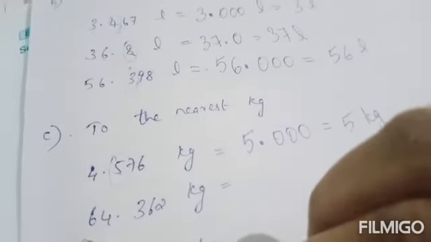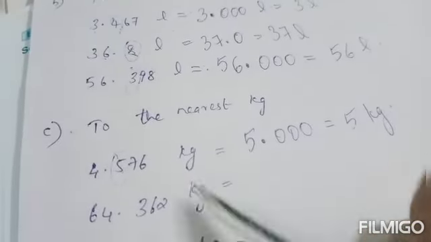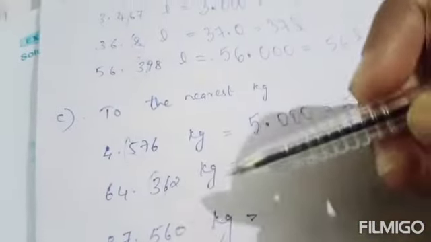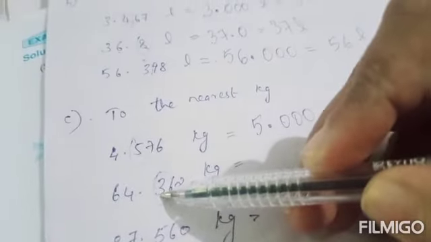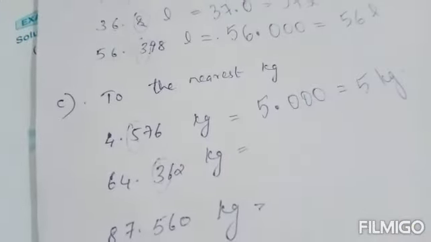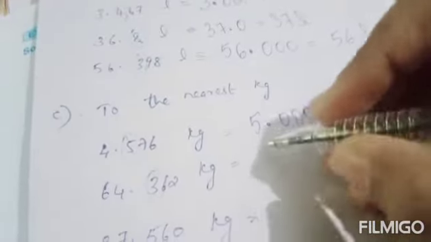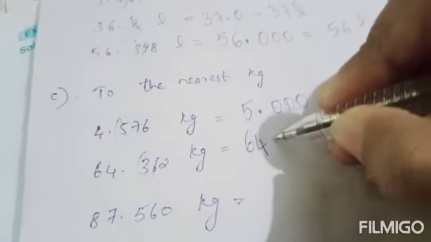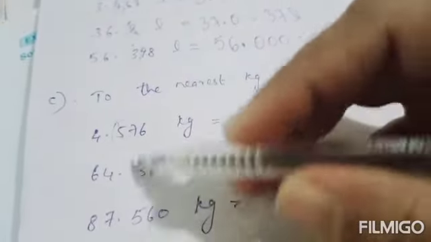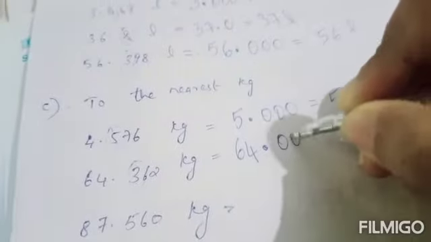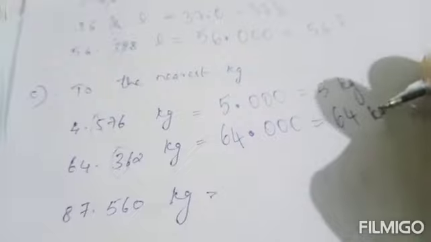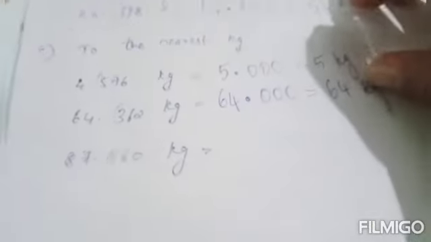Okay, next is 64.362 kilogram. See the digit at the tenths place. Here 3 is coming and 3 is less than 5. So what to do? No need to change the ones place digit. You can write 64. Then point, replace these digits by 0. 0, 0, 0 will come. That means 64 kilogram.